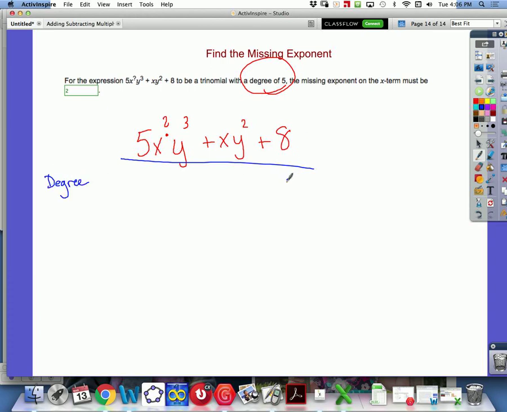This one has a degree of 0 since there is no variable. If I look at this monomial, I see it has an x and a y. Remember, if there is no number, that's a 1. So that means this one actually has a total degree of 3. And now this one has a degree of 3 plus a question mark. So to get this one to equal 5, we have to ask ourselves, what number plus 3 is 5? And the answer is 2. So the missing exponent would have to be a 2.